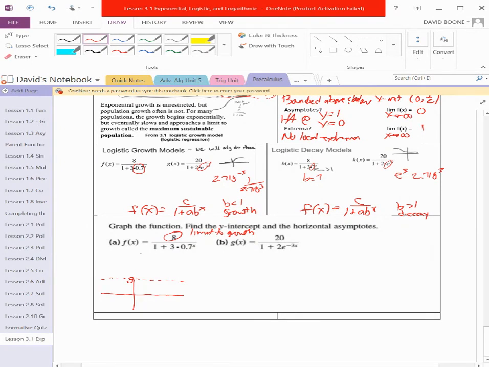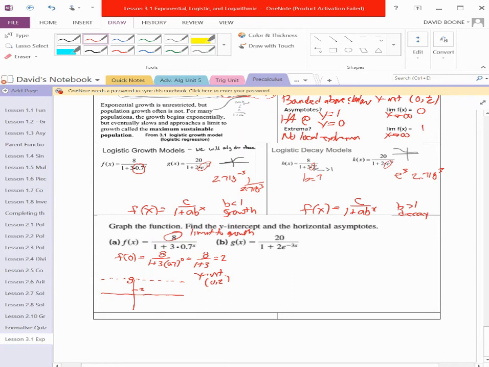All right. To find the y-intercept, that's the first thing we want to do here. You're really finding f of x when x is 0. So you get 8 over 1 plus 3 times 0.7 to the 0 power. Well, anything to the 0 power is 1. So this would be 8 over 1 plus 3 times 1, which is 3. So 1 plus 3 is 4. 8 over 4 is 2. So my y-intercept would be at 0, 2. Okay, so that's where the y-intercept is.